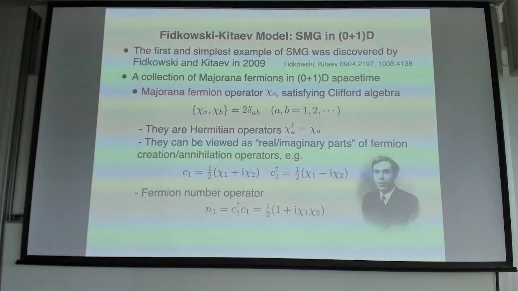They can be viewed as the real and imaginary parts of the fermion creation annihilation operator, in the sense that you can combine a pair of Majorana operators and then create the complex fermion creation annihilation operator out of that. Based on that, you can also define the fermion number operator, C1 dagger C1, and you can show that this number operator only has two eigenvalues, 0 and 1, which correspond to whether the fermion occupies this particular complex fermion mode: 0 is not occupied, 1 is occupied. So that's what we know.